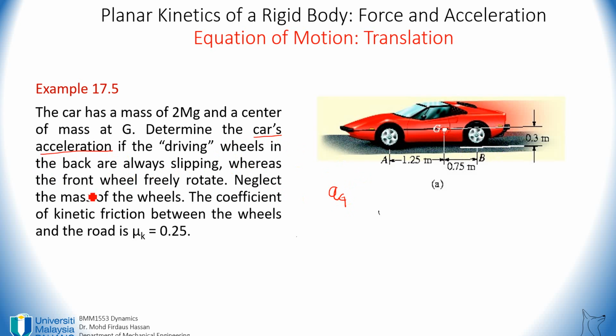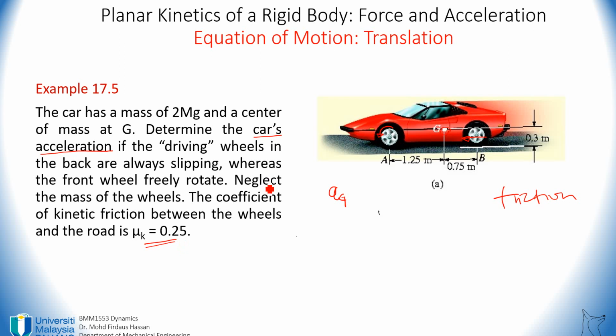If the driving wheels in the back are always slipping, what happens? Slipping means that there's friction. Whereas the front wheels freely rotate. Free means that this one freely rotates. This one doesn't rotate, it's just sleeping. Neglect the mass of the wheels. The coefficient of kinetic friction between the wheels and the road is 0.25. So, what is in your mind now?